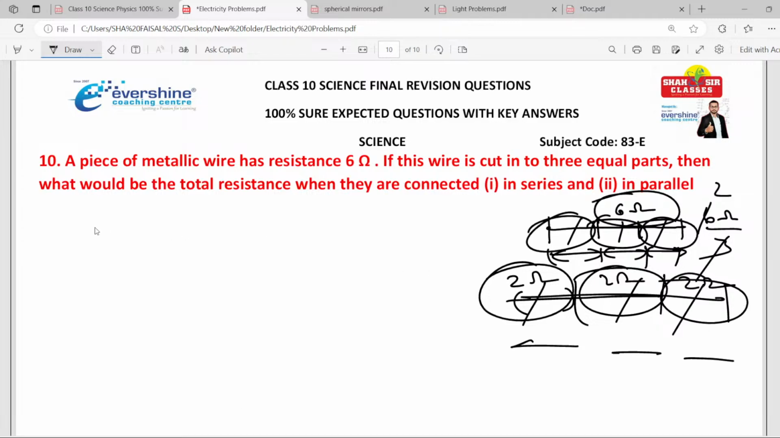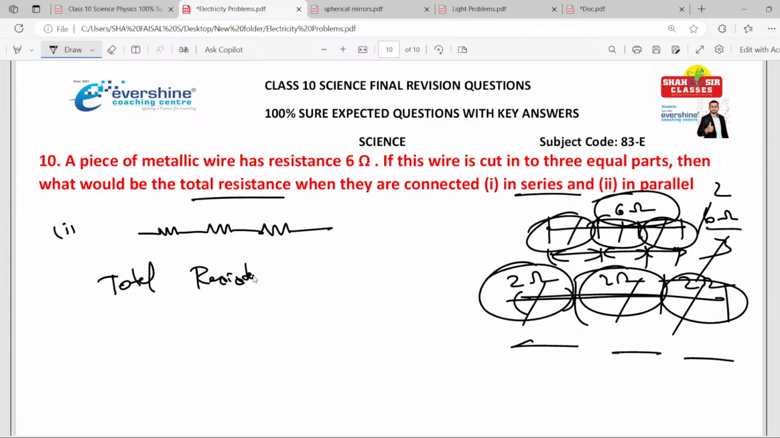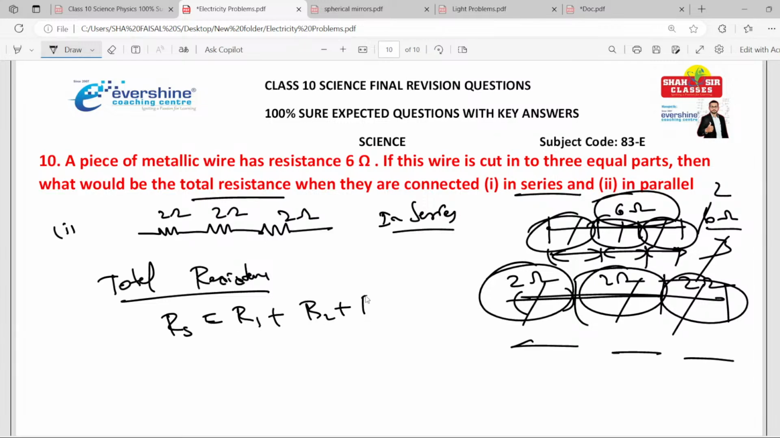Now these 2 ohms, first case, we connect them in series. First, second and third are connected in series. Now they are asking if you connect them in series, what is the total resistance? We know that total resistance, first case, in series, 2 ohm, 2 ohm, 2 ohm. Total resistance, that is Rs is equals to R1 plus R2 plus R3. 2 plus 2 plus 2. That's nothing but 6 ohm.